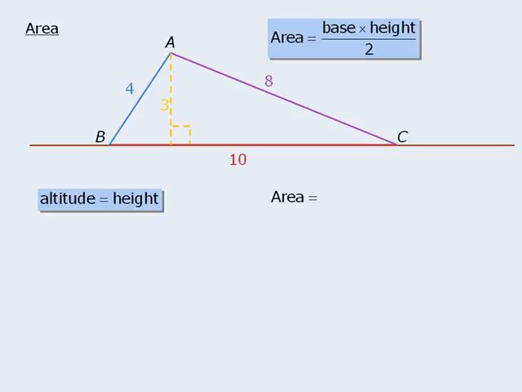This will be equal to the base, which is 10, times the height, which is 3, divided by 2. This evaluates to be 15, so the area of this triangle is 15 square units. Now please keep in mind that the base can be any of the three sides of this triangle. There is no rule that says the base must be the side that is horizontal.